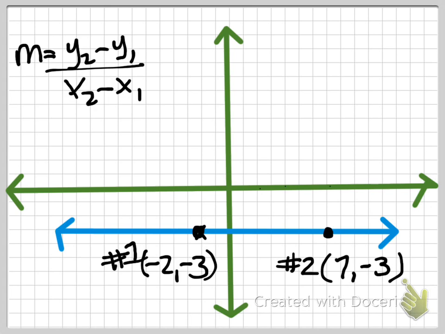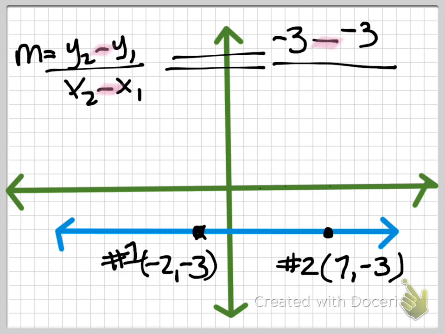All right, so let's plug them in. My y2 is negative 3 minus my y1, which is negative 3. Don't ever forget to put this minus sign as part of the formula, and so is the one on the bottom. That's the biggest mistake with slope, is you leave out that minus sign.